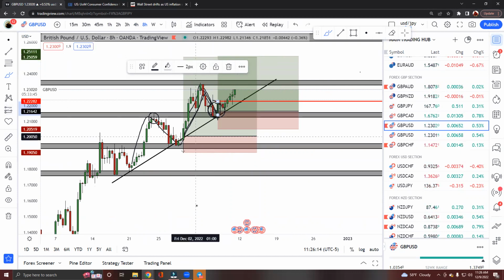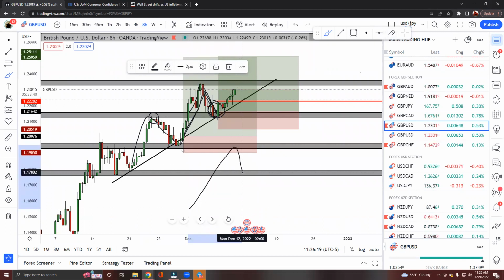Like I said last time, understand the condition of the market. Breaking up, pullback, we're looking for buys. Breaking up, pullback, we're looking for buys.